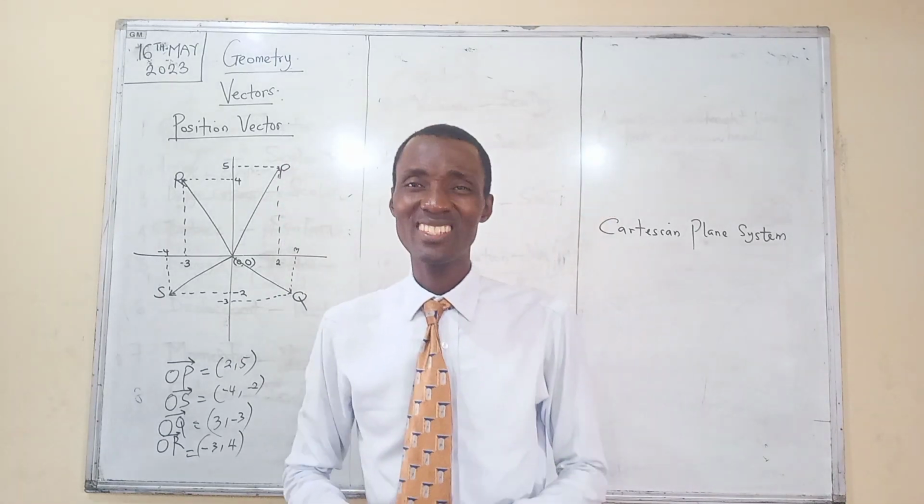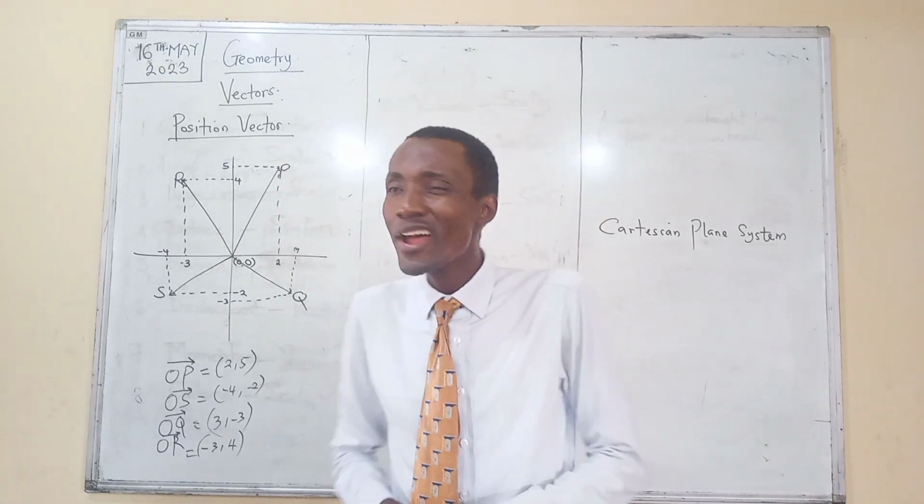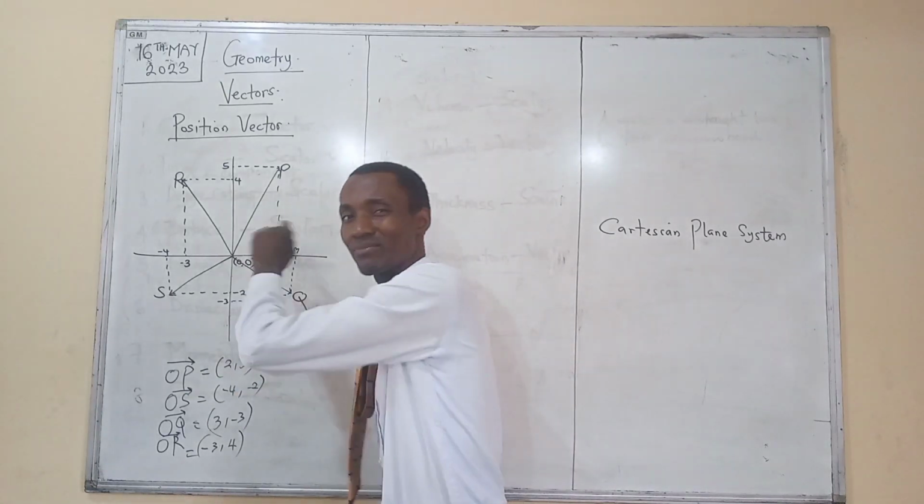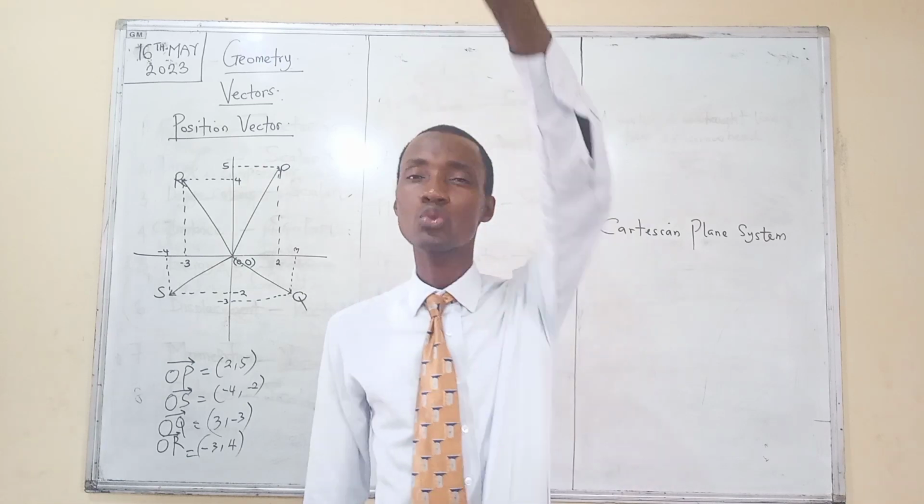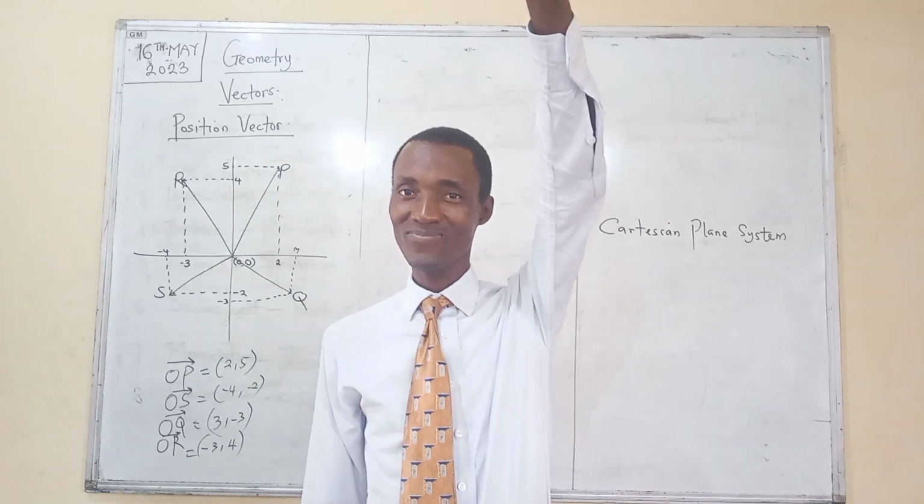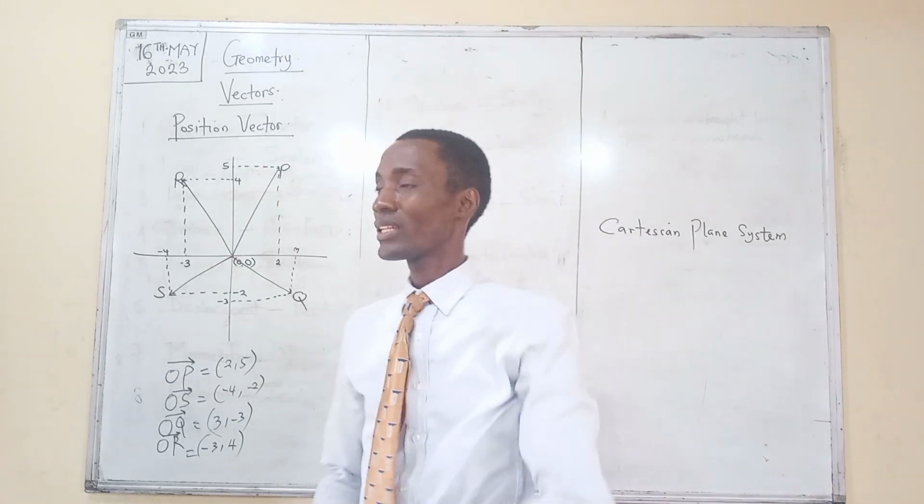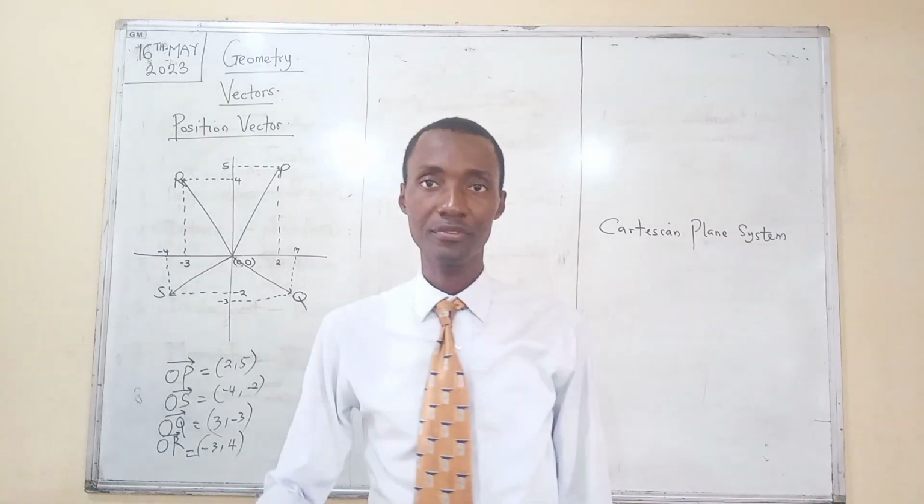Position vector is the description of a vector with reference to the origin. Origin, position. How did you come to that point? We look at that. So that's what we're going to have.